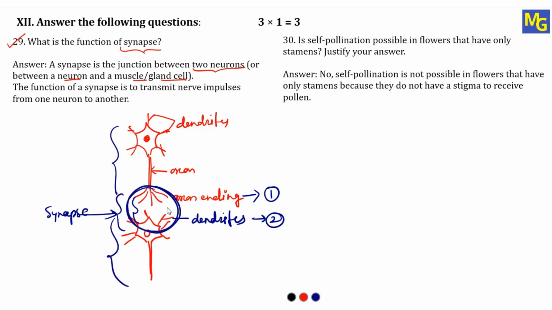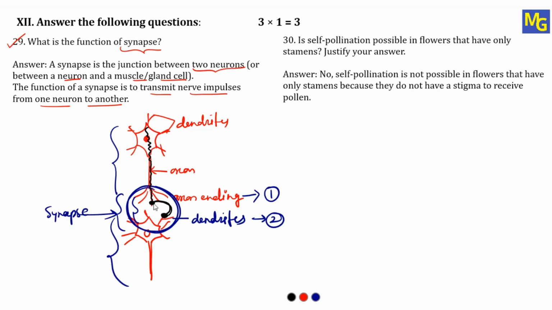So what is the role of this? What is the function of this? The function is to transmit nerve impulses from one neuron to another neuron. Whatever nerve impulses are carried through the cell body to the axon will come to the axon ending, and from here they will be transferred to the dendrites of the next neuron.